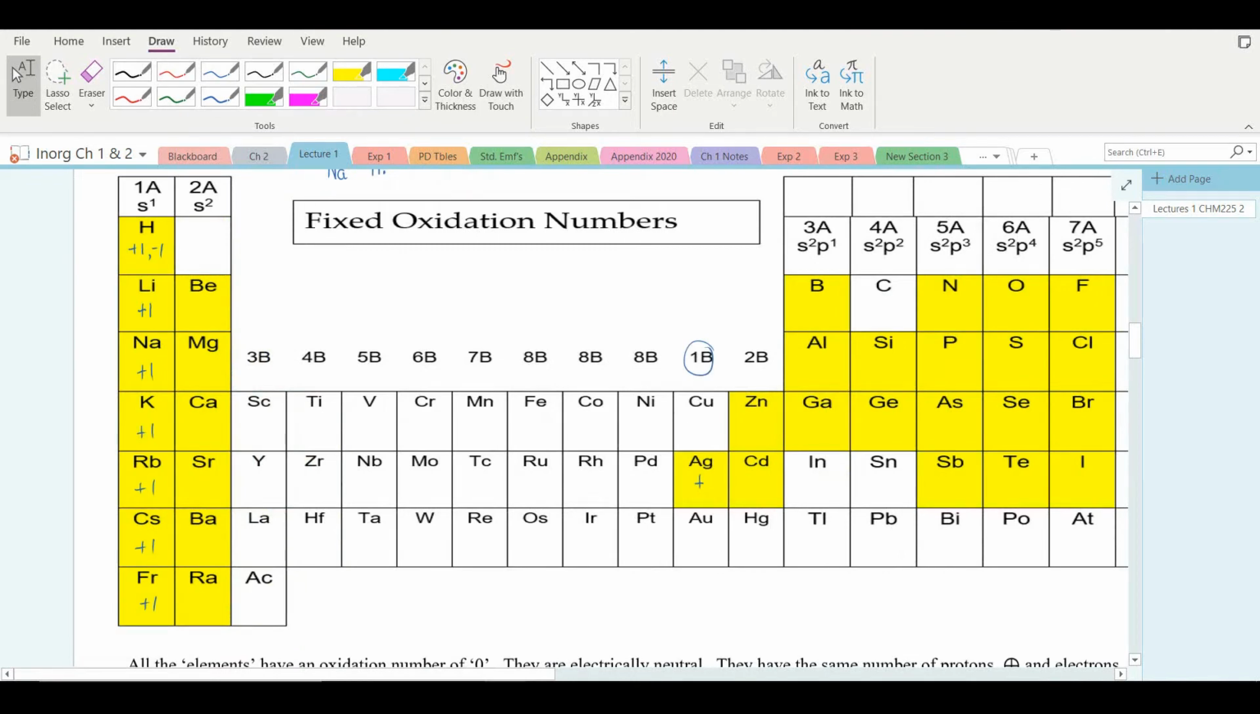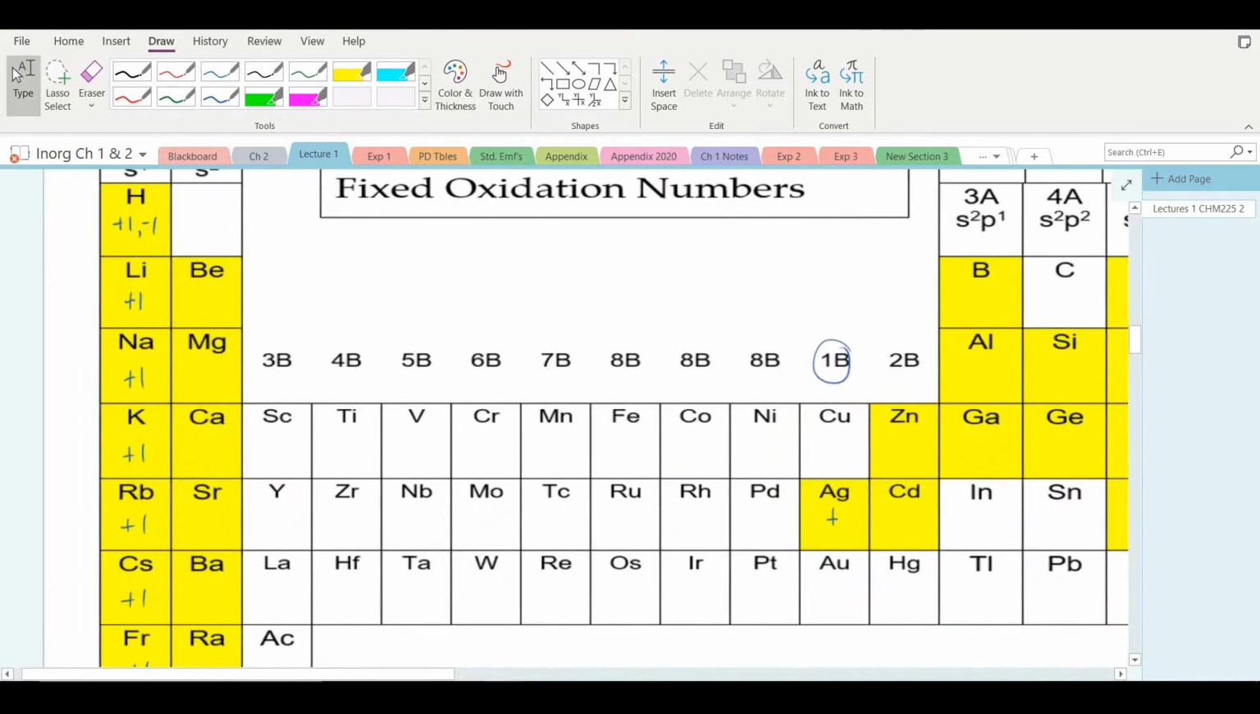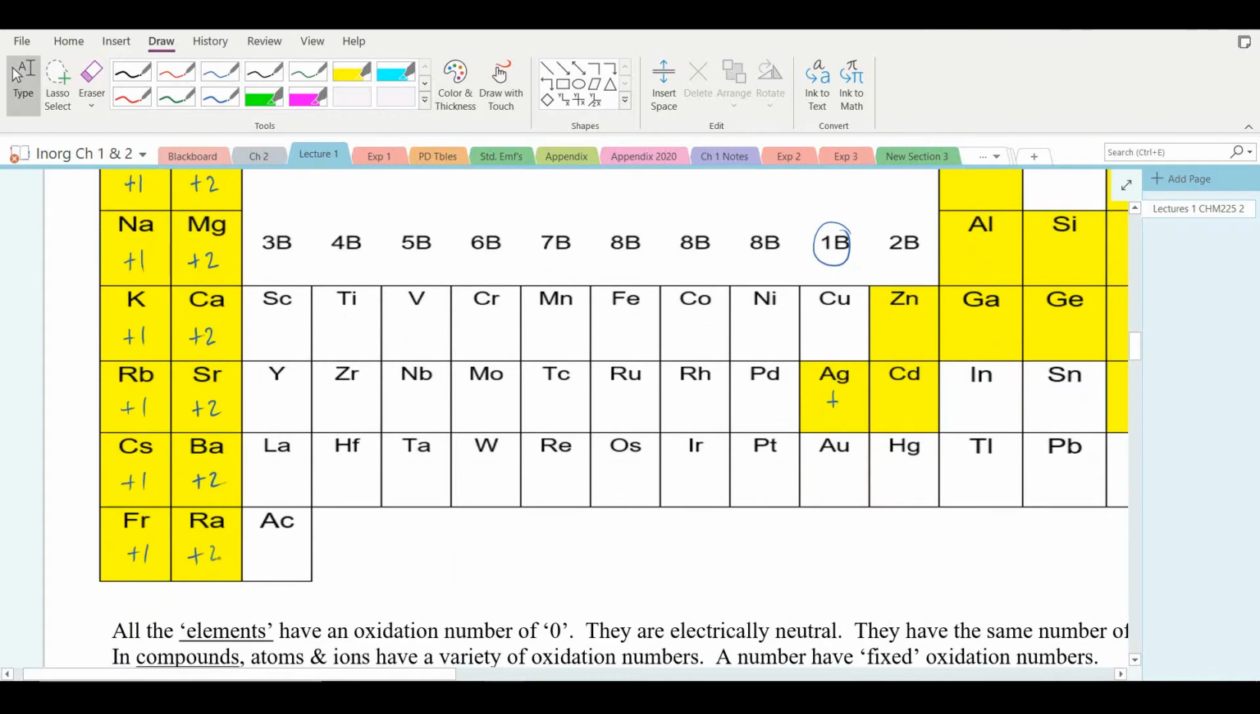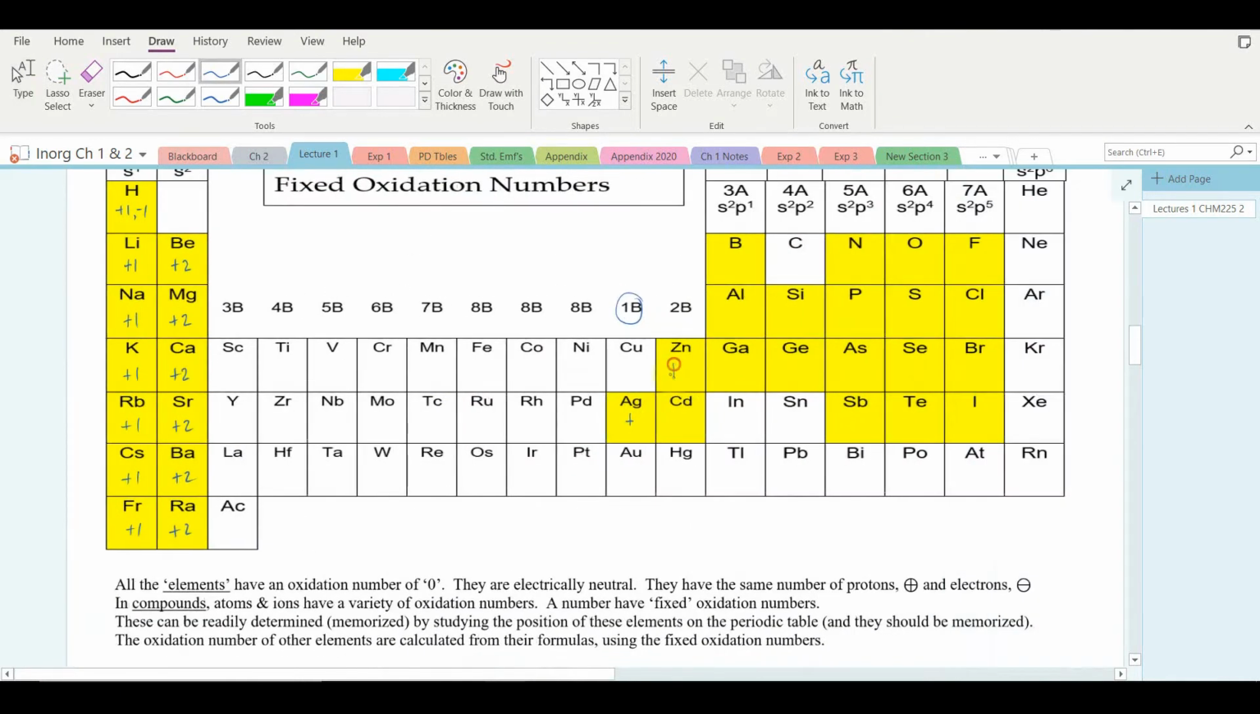Now it gets even easier from here. The group 2A elements, beryllium, magnesium, calcium, strontium, barium, radium, the only chemistry they ever exhibit is that they lose 2 electrons, and therefore in all of their compounds, no exceptions, the oxidation numbers are always +2. And zinc and cadmium are always +2, and guess what? They're in group 2B. So that's pretty easy to remember.